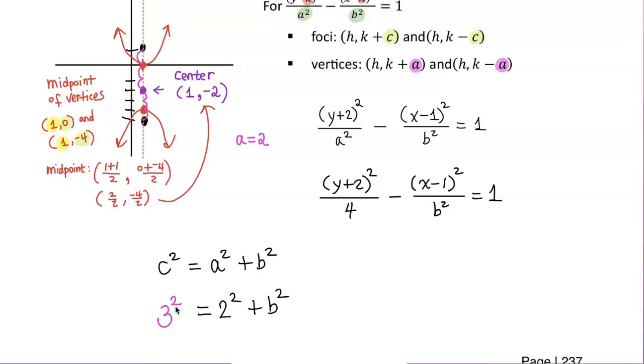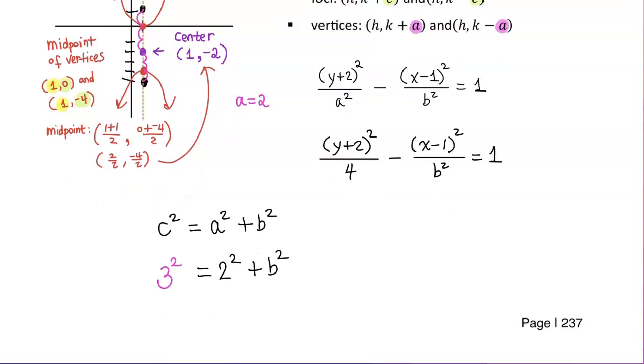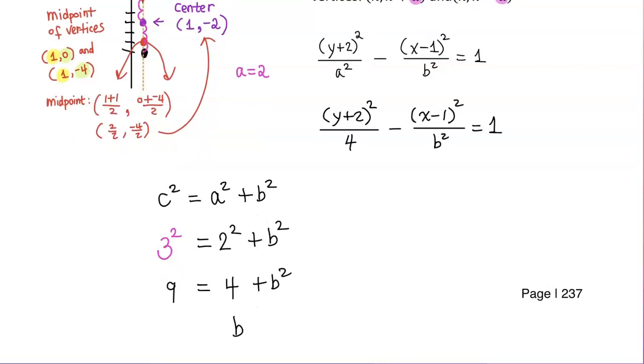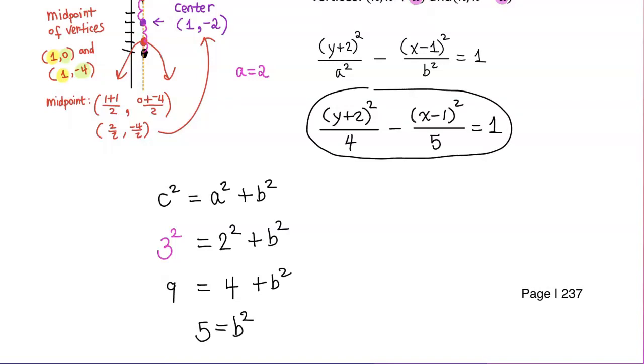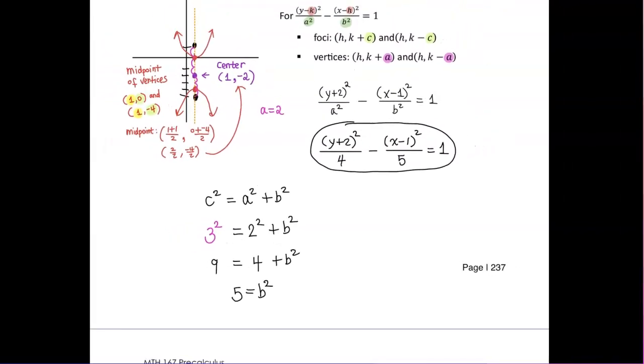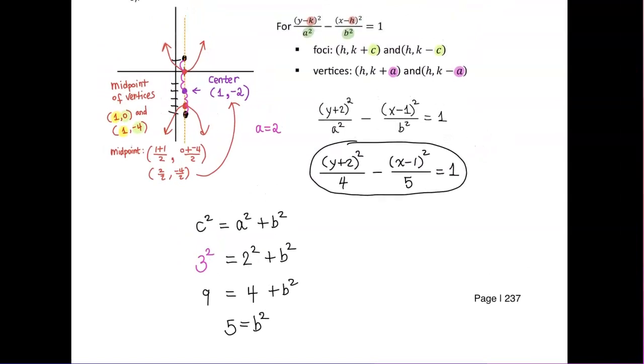So we got it there. I'm going to go ahead and solve for b squared now. So 3 squared is 9. 2 squared is 4. So that gets us b squared to be equal to positive 5. Which means instead of writing b squared in the denominator right here, let me just go ahead and put 5. So that's it. We found the equation by solving for 4 numbers: h, k, a, and b.